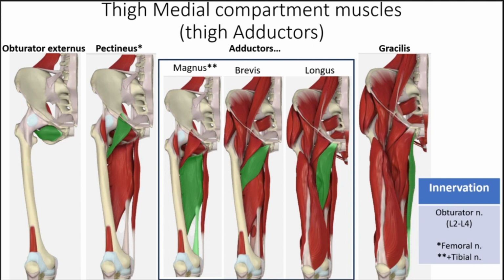The obturator nerve from ventral primary rami L2 through L4 innervates most of the muscles in the medial compartment of the thigh, except the pectineus, which is innervated by the femoral nerve, and the ischiocondylar or hamstring division of the adductor magnus, which is innervated by both the obturator and the tibial nerve.